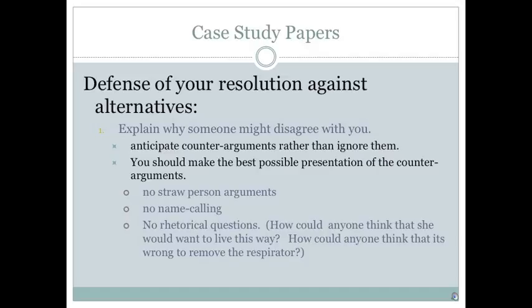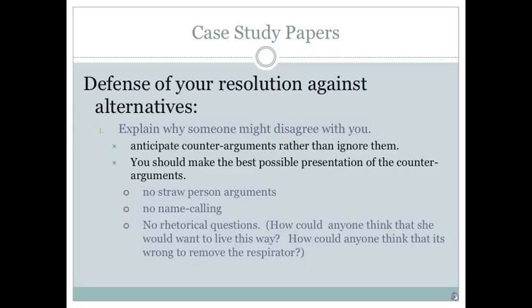A straw person argument is one in which you say, well, some people would say this, and then you give a completely silly explanation of why someone would believe that. No, you should offer an explanation that makes that alternative perspective look as strong and valid as it can possibly look. You should offer an explanation for it that a person who holds that position would actually agree with and say, yeah, that's what I believe, and that's why I believe it.